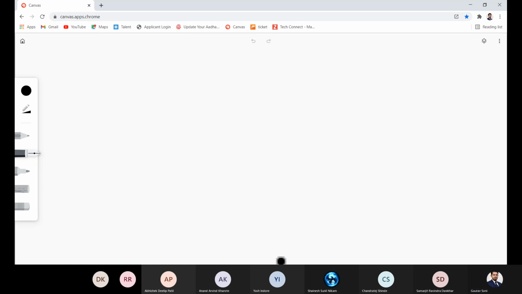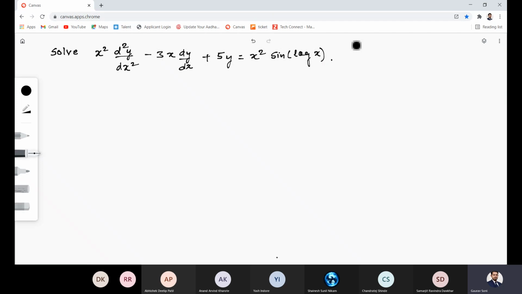Square d2y by dx square minus 3x dy by dx plus 5y is equal to x square sine of log x. Okay. Remember that this is one of the silly mistakes that has been observed every time, and the problem is you don't replace it on the other side. So when we make some change or substitute it on the left hand side, you also make the change on the right hand side. Okay.